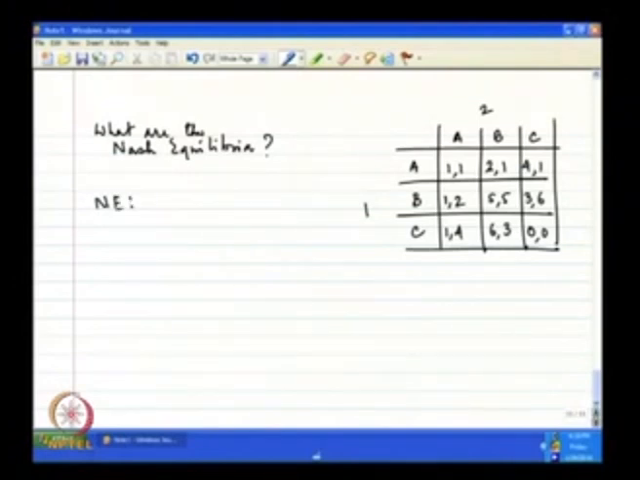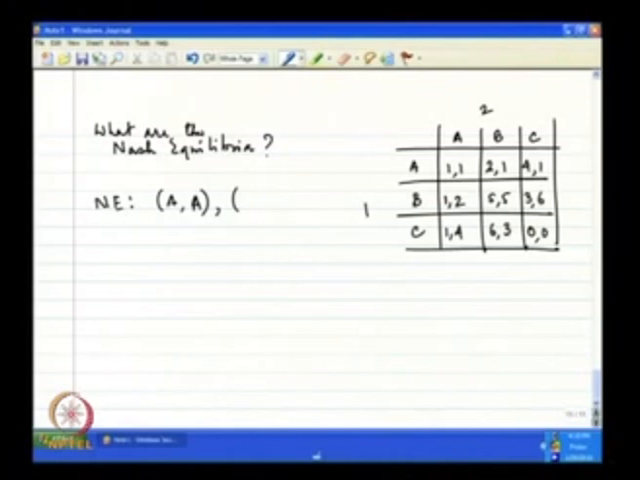By examining this game, it is easy to figure out that AA is a Nash equilibrium, all right, because if player 2 is taking the action A, then player 1 by taking some other action other than A cannot be better off. And similarly for player 2, so AA is a Nash equilibrium.